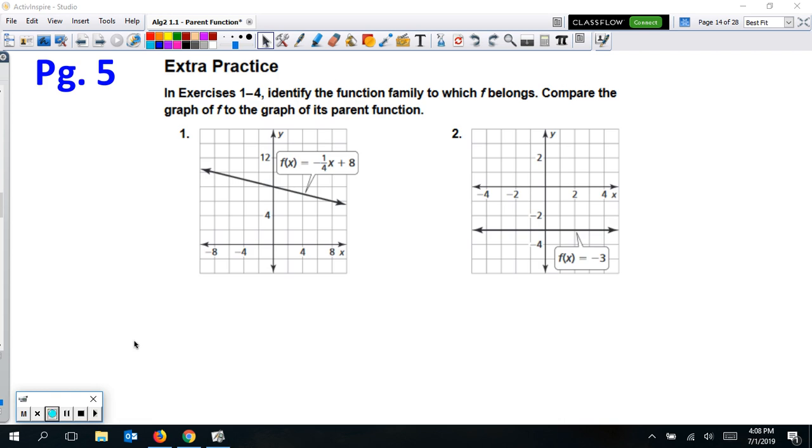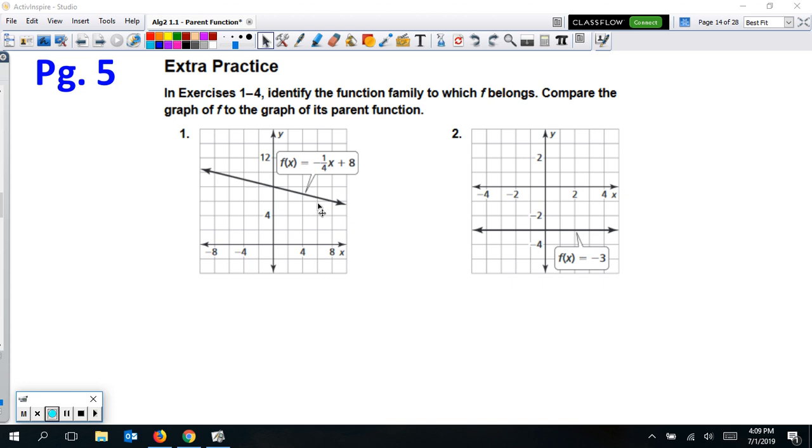Okay, on page 5 on our extra practice, we want to do a few things to these problems 1 through 4. So identify the function family. So what's the family's name? Compare the graph to the graph of its parent function. So number one, we'll look at this one. We can obviously identify that's a straight line. It's going to be a linear function. It's a y equals mx plus b equation. So you're going to write linear for this one.